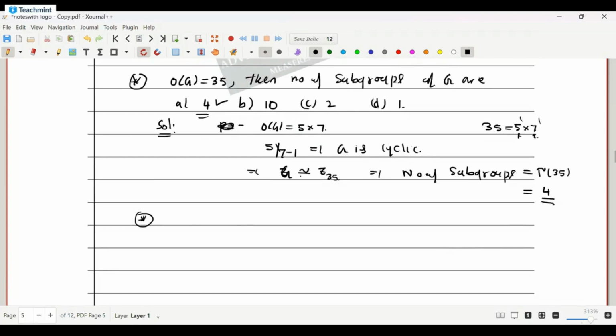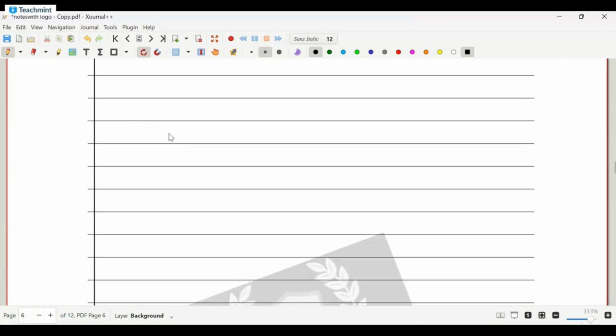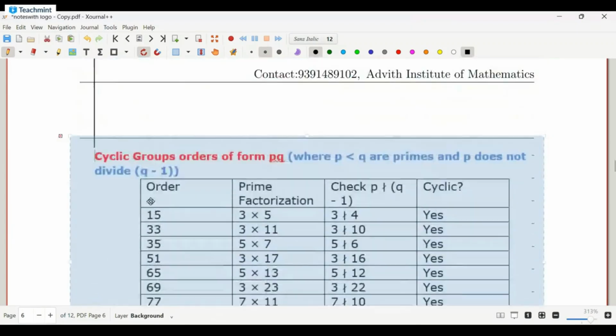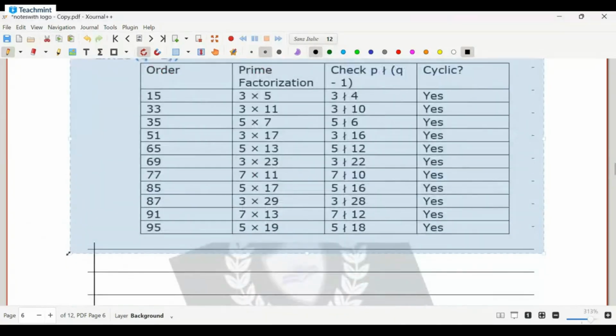Similarly, all the groups of order PQ such that P does not divide Q minus 1 అయితే, then it is cyclic. So వీటన్నిటికి కూడా only 4 subgroups exist అవుతాయి. సో ఇవన్నీ కూడా cyclic subgroups, సార్. ఒక నిమిషం టేబుల్ మీకు ఇచ్చేస్తా. ఇది కనిపిస్తుందా సార్?